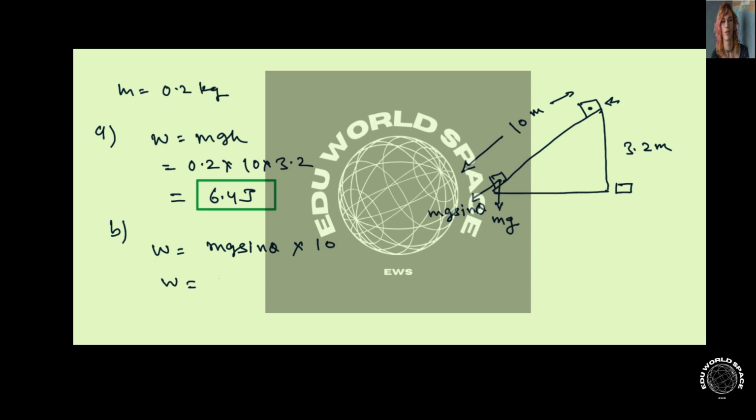So when we solve, m is 0.2, g is 10, and sin theta is perpendicular divided by hypotenuse, that is 3.2 divided by 10, multiplied again by 10 from above. So when we solve, it will be 6.4 joule. So you can understand, if we put this block directly on the top, the work will be the same as when we slide it up this inclination. Understand? There will be no change. And now we have to find out the velocity.